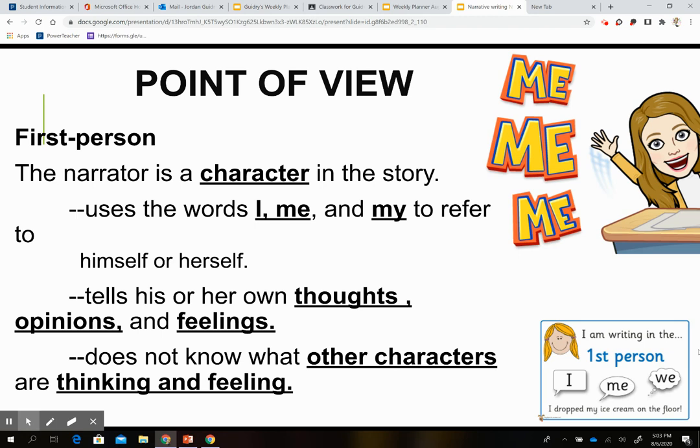So, point of view. First person is where the narrator is a character in the story. Uses words like I, me, and my to refer to himself or herself, and tells his or her own thoughts, opinions, and feelings. The character does not know what other characters are thinking and feeling. So in this case, the character only knows what he or she is thinking or feeling. He can only see the actions of what the other person is doing or know specifically what that person says. They can't get into their mind and understand what the other characters are thinking.